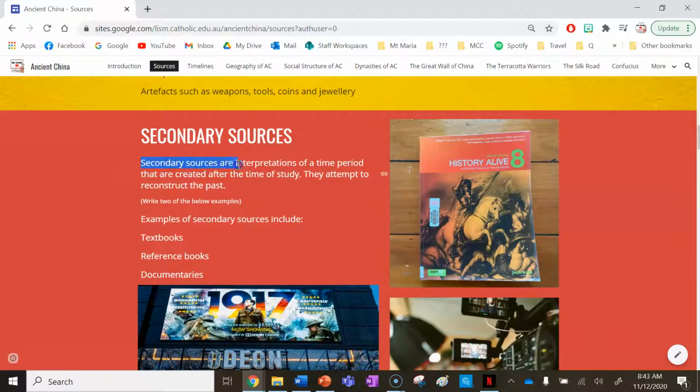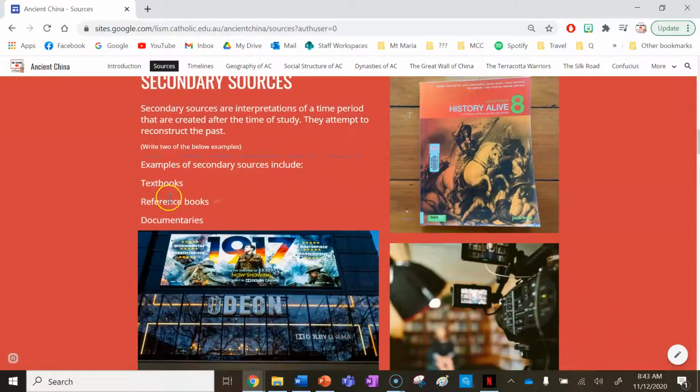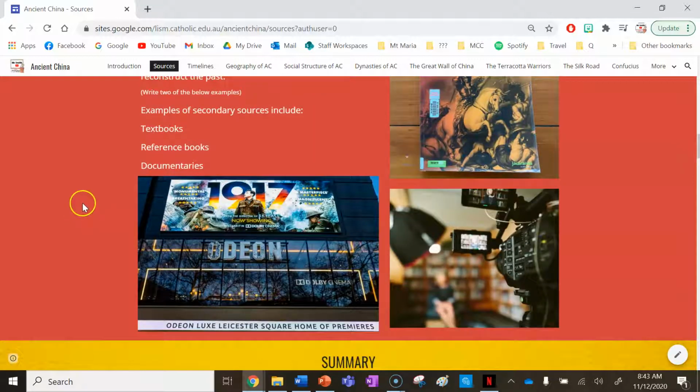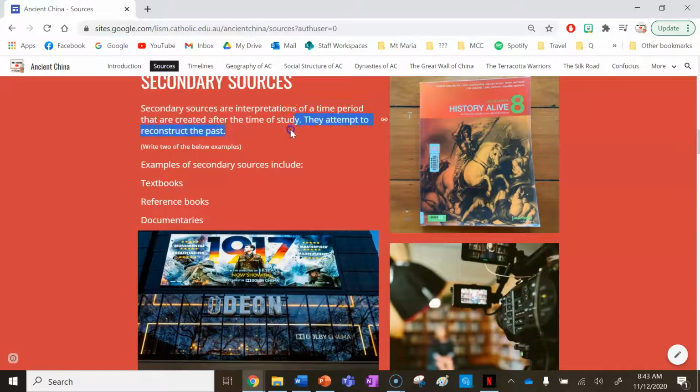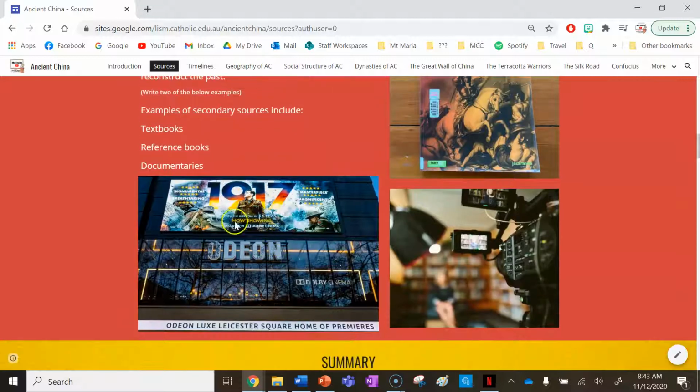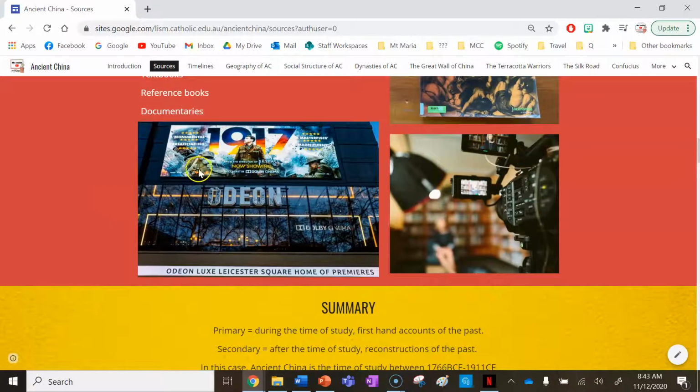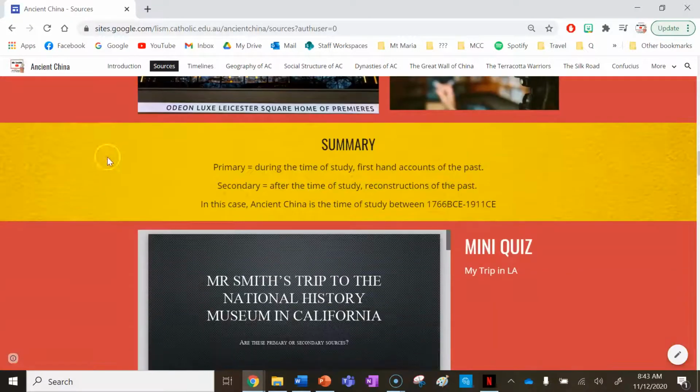Secondary sources are interpretations of a time period that are created after the time of study. They are attempts to reconstruct the past. Write down 2 of these examples below. Secondary sources are things that are made after the time of study, like textbooks, reference books, or documentaries. We can see here in the examples that even a movie like 1917 is a secondary source because it is an attempt to reconstruct the past, and it does have some factual information in it, even though it is a work of fiction as well.